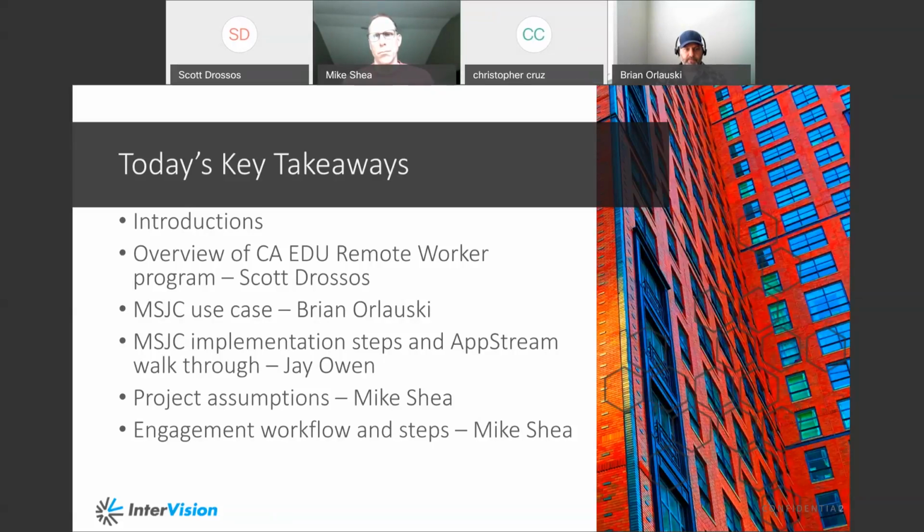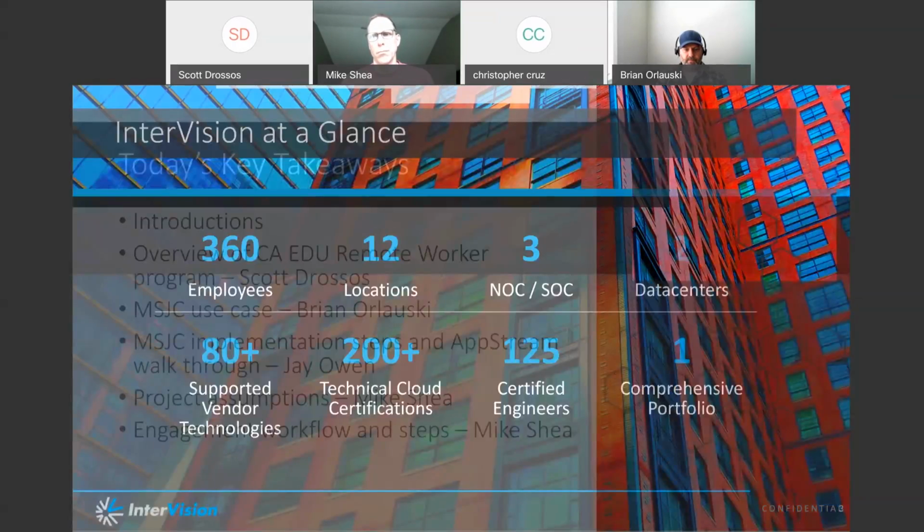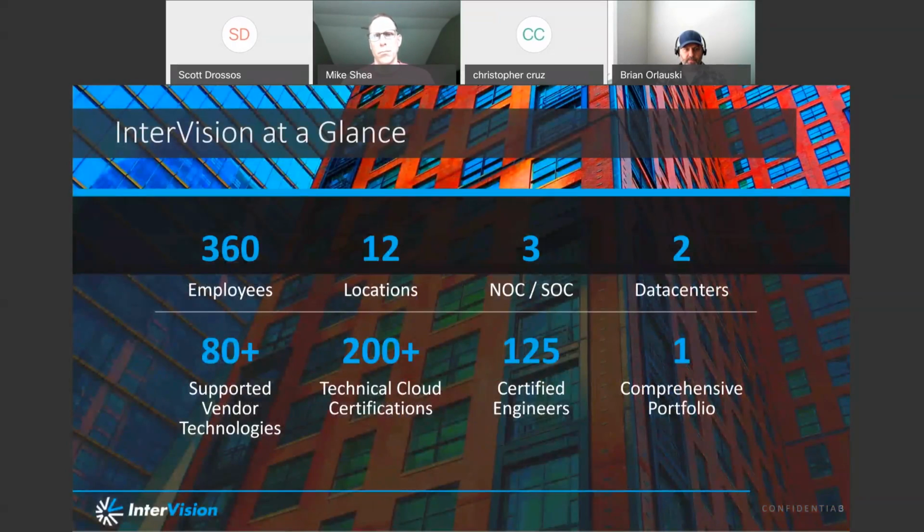So with that, I'm just going to give you a quick overview of InterVision. For those of you who are on the call, if you're not aware of who we are, we're a mid-sized organization, just under 400 people. We're in 12 locations. We have a large number of technical people. About 3/4 of our employees are what you would call technical resources, whether they're certified engineers, cloud architects, those kinds of individuals. That's kind of what we're comprised of.